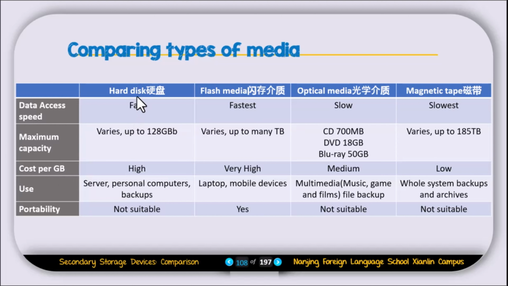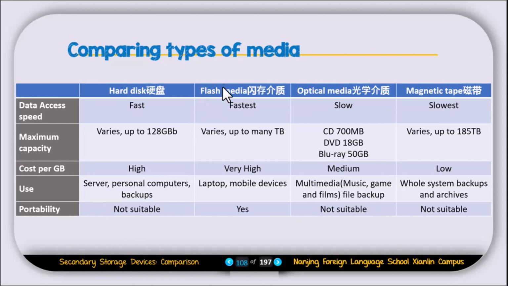Okay, so let's first talk about the hard disk. Hard disk data access speed is fast. Okay, so the maximum capacity varies up to 128 GB. Okay, and the cost per GB is high, and used in server or the personal computers or for the backup. The portability, no, not suitable portable because it has the moving parts, right?